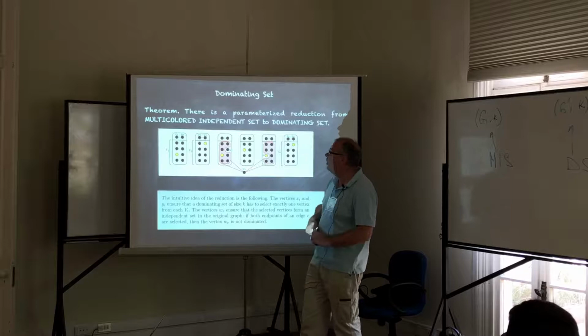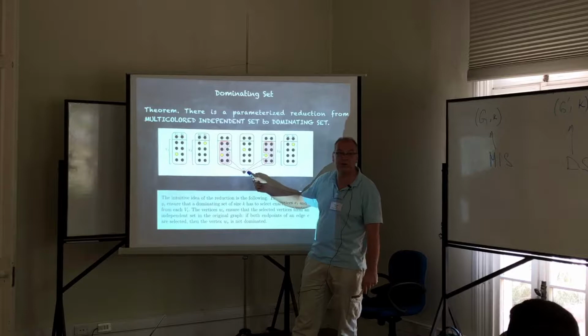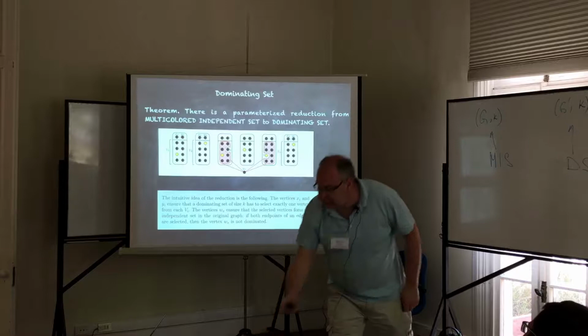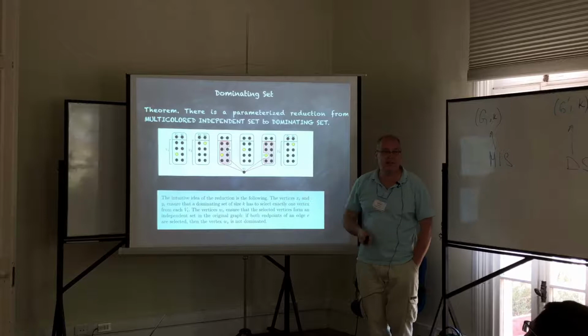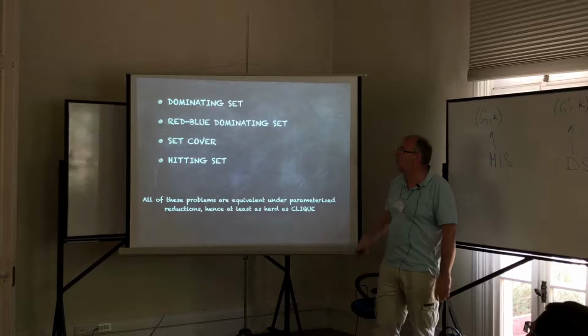And now, why do they form an independent set? Because they have to dominate also these vertices. Right? So this is a reduction. And actually, as far as we prove that dominating set is hard, this opens up a whole bunch of problems. So now a very useful problem is red-blue dominating set.